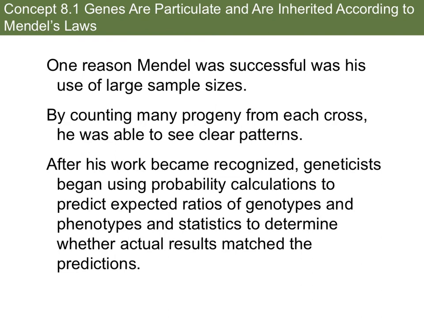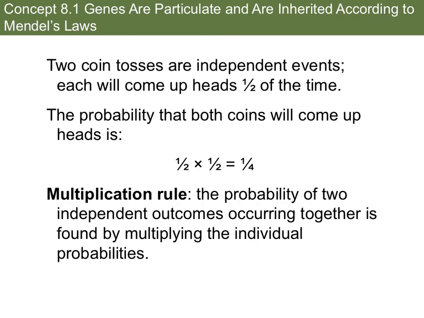After his work became recognized, geneticists began using probability calculations to predict expected ratios of genotypes and phenotypes, and statistics to determine whether actual results match the predictions. So here are the rules of probability. If you have 2 coin tosses, so 2 separate coins, and they're both flipped, each coin has a probability of landing heads 50% of the time, because there are 2 sides to a coin. So the probability that 2 coins will come up heads is found by multiplying.